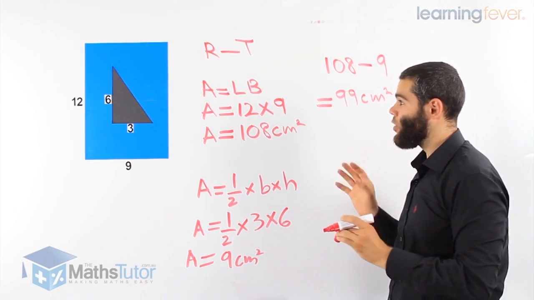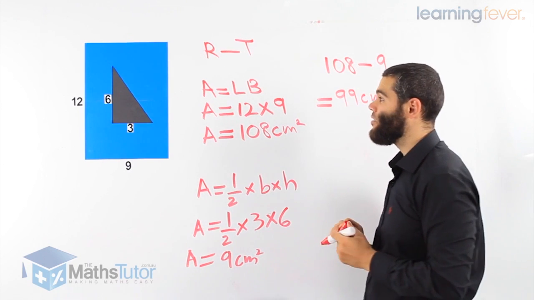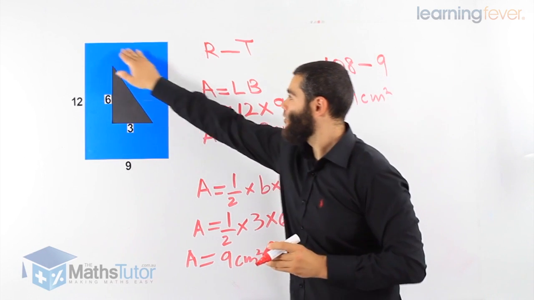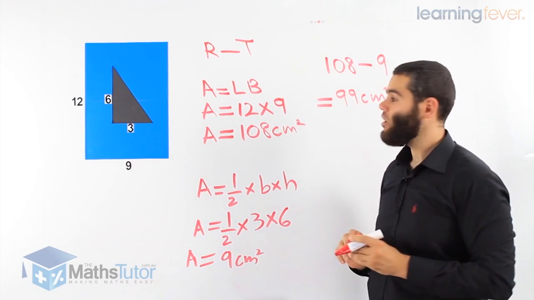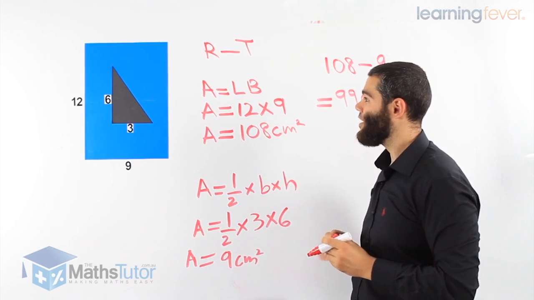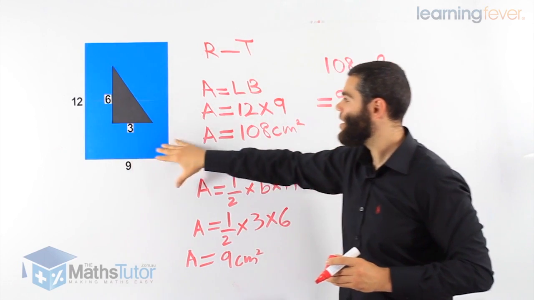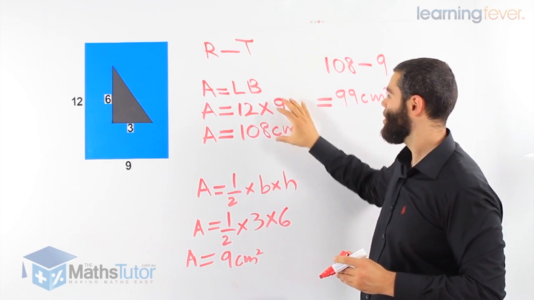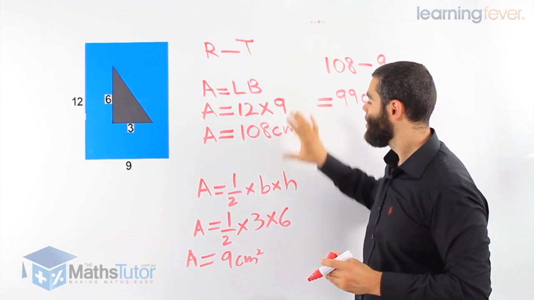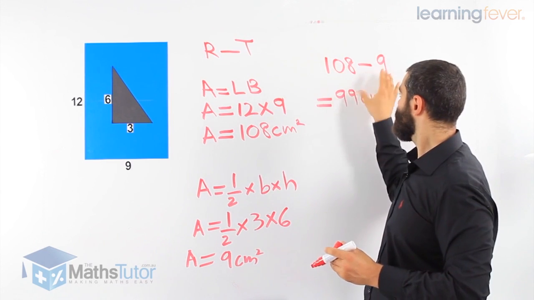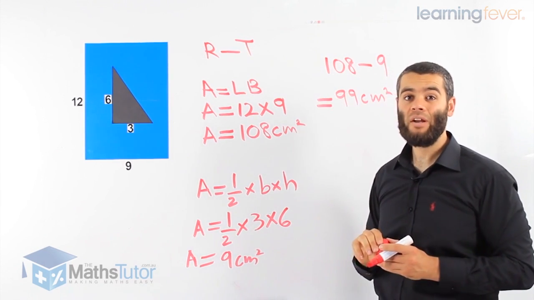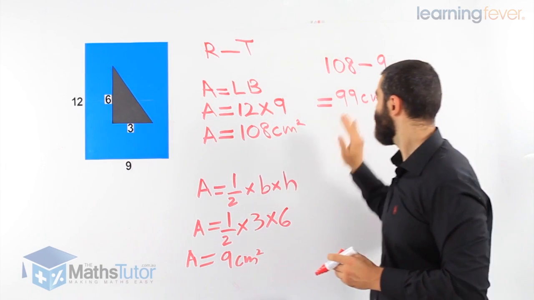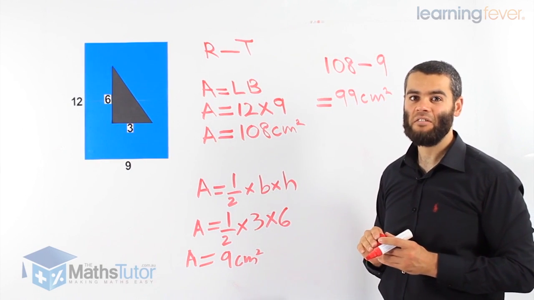So here the question asks, find the shaded area of the blue section there. Okay, we notice we have a rectangle. Take away the triangle. That's what we did. We worked out the area of the rectangle, the area of the triangle. We took the triangle away from the rectangle, and we found the blue shaded area is 99 centimeters squared.